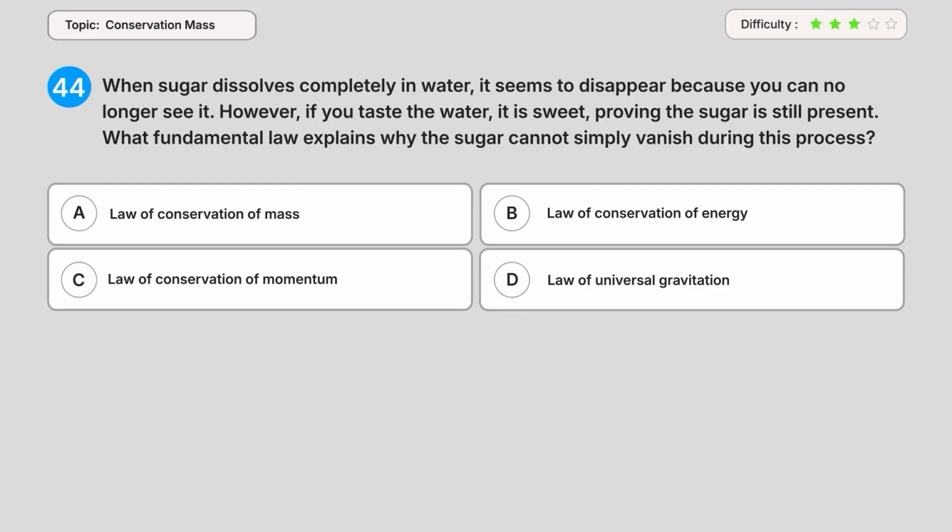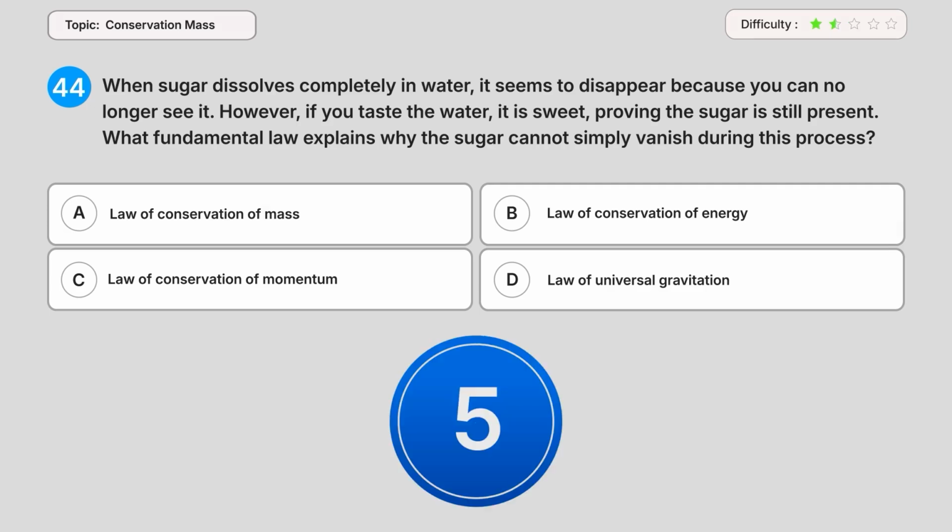A. Law of conservation of mass. B. Law of conservation of energy. C. Law of conservation of momentum. D. Law of universal gravitation. What do you think is the answer?